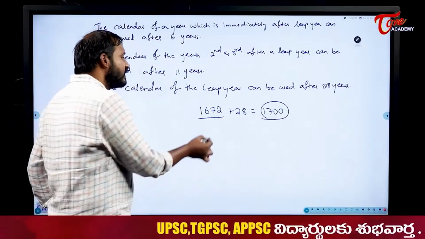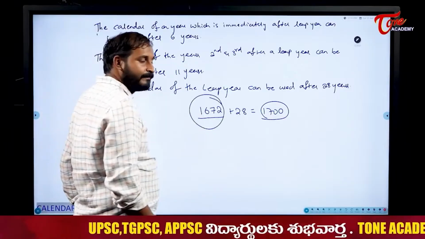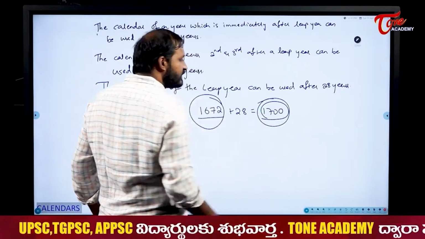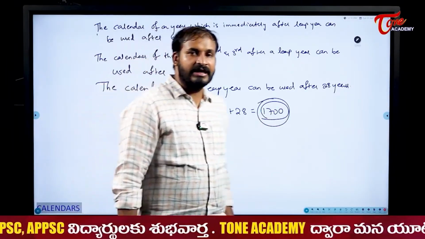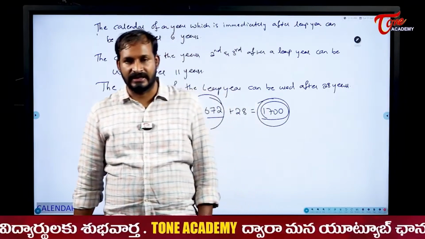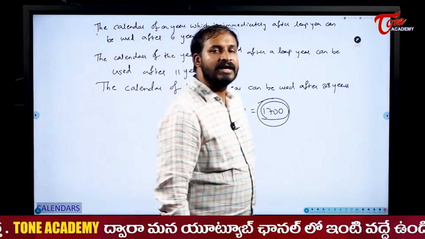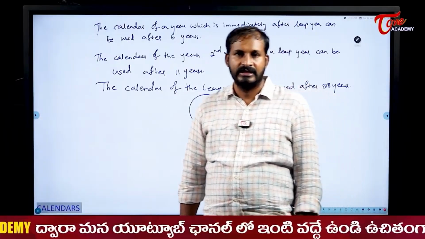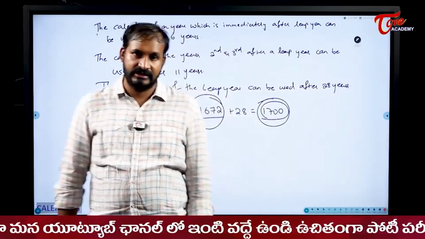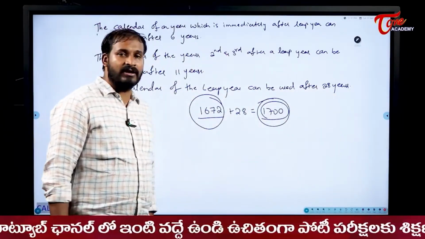No. Why? Because 1672 is a leap year. But tell me whether 1700 is a leap year? No. 1700 is not a leap year. Sir, then what is happening here? This is a shortcut technique only. Yes, correct. But it will have some limitations, students. What are those limitations?